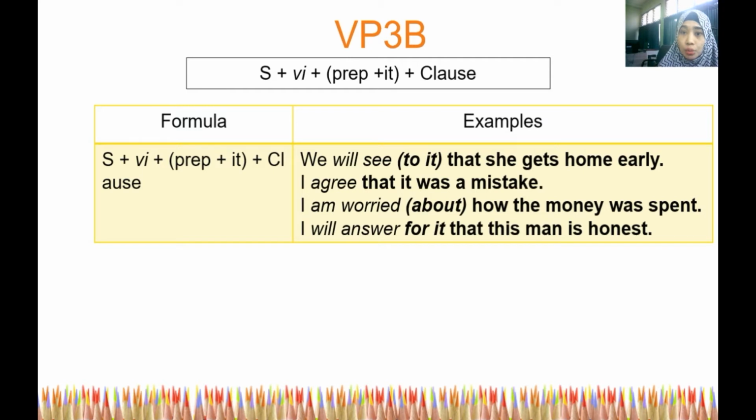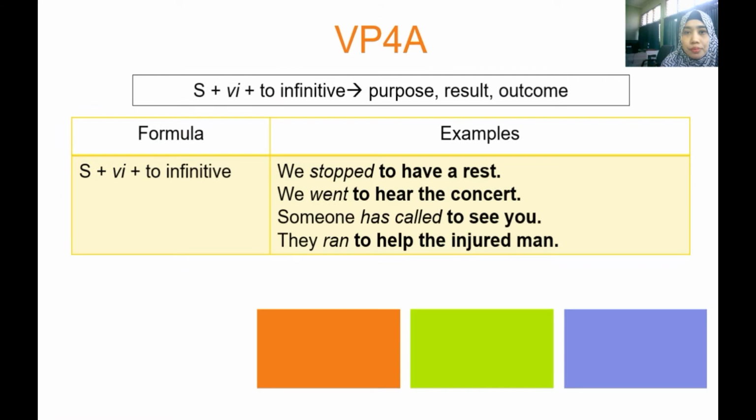I agree that it was a mistake. I here is the subject, agree is the verb intransitive, and then that it was a mistake is a clause. Okay, we still have the next one, which is verb pattern for A.